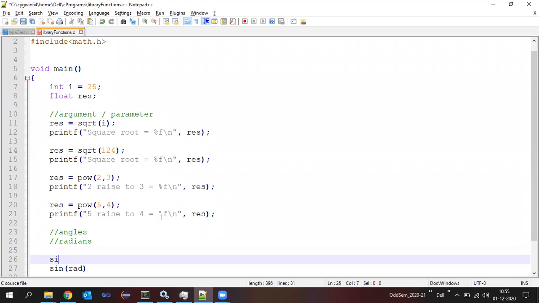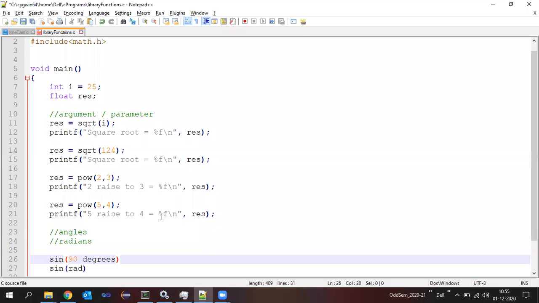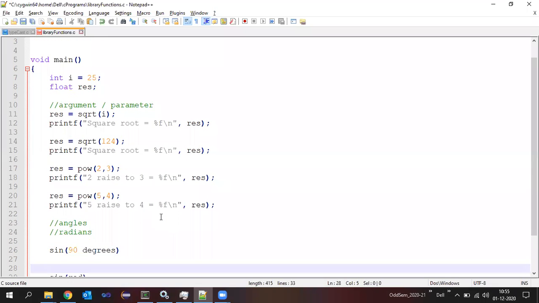Say what will be the value of sine of 90 degrees. This 90 is what in terms of degrees? Degrees, sir. I want to calculate the sine of 90 degrees, but this 90 won't be accepted by the sine function. It will only accept in terms of radians. Then we need to convert that degrees into radians.